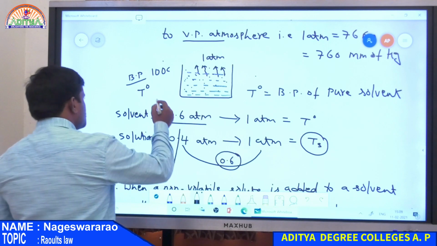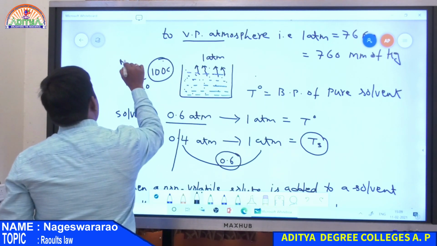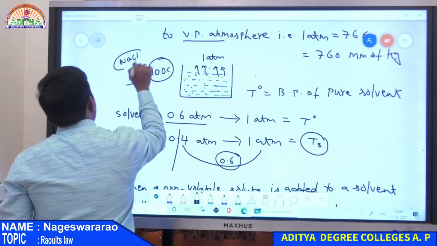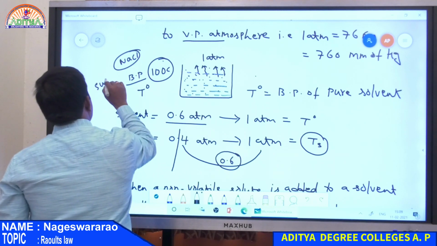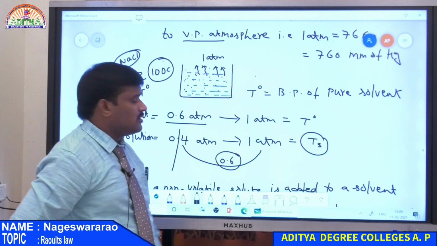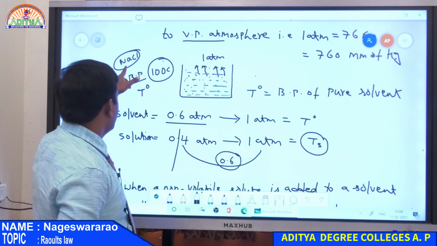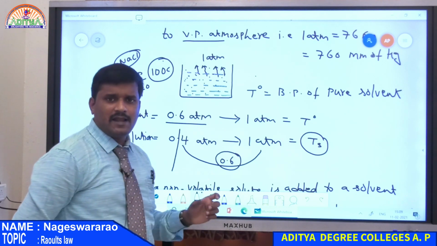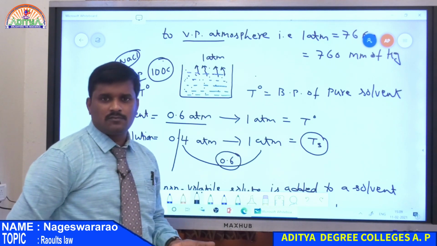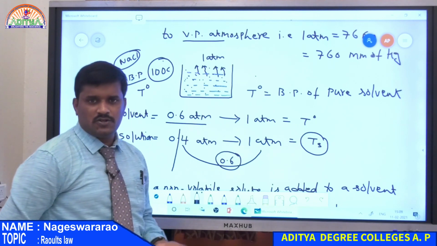Now in water, if sodium chloride, that is salt, or any sugar is added, then it becomes a solution. This is the solvent. When a non-volatile solute, either sodium chloride or sugar particles, is added, it becomes a solution, either NaCl solution or sugar solution.